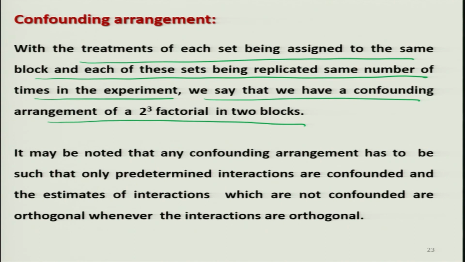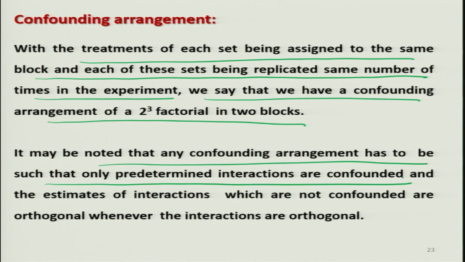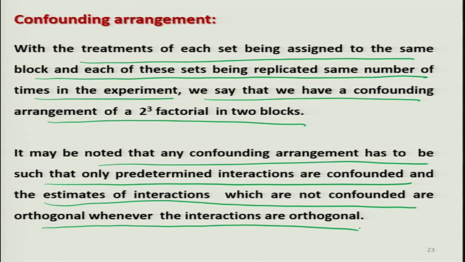So, now we try to understand what really happens when we are trying to confound the effects in different blocks, right. So, it may be noted that any confounding arrangement has to be such that only predetermined interactions are confounded, and the estimates of the interactions which are not confounded are orthogonal whenever the interactions are orthogonal.